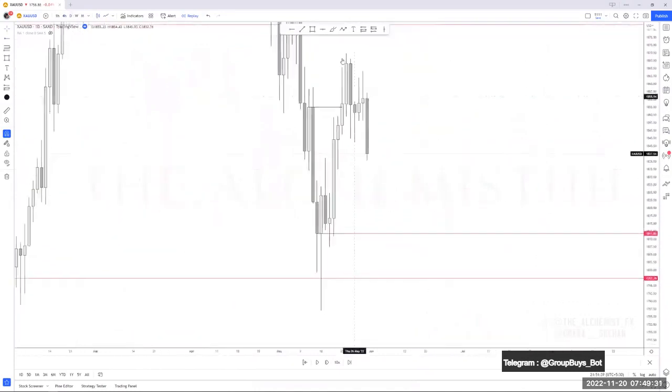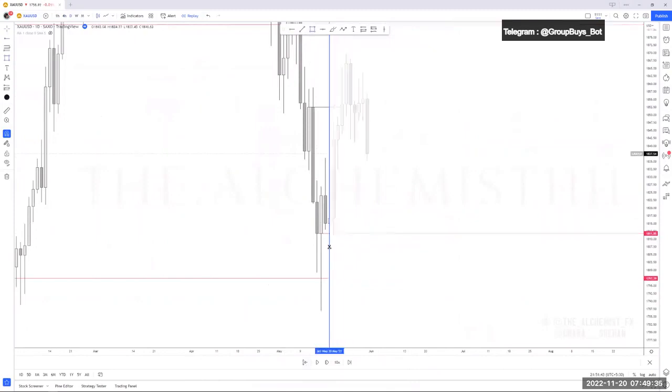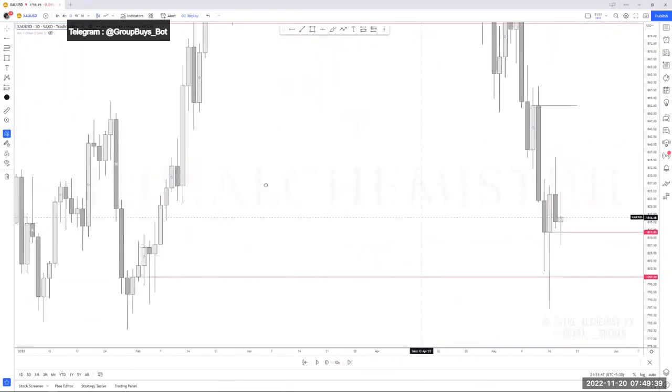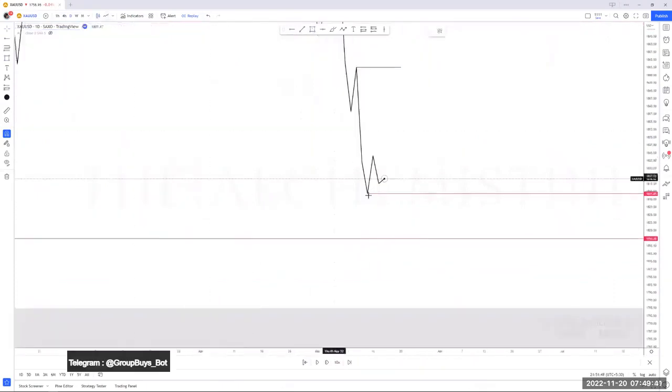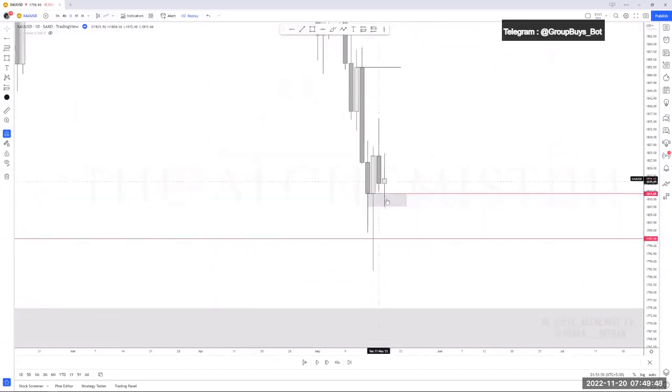Now, what has happened? Daily has created a new support. I'll show you my entry now. Now, what has the daily done? Daily has created a new support over here. Daily has created a new support and daily has tapped into it and closed above it. See that? Daily has tapped into it and it has closed above it.